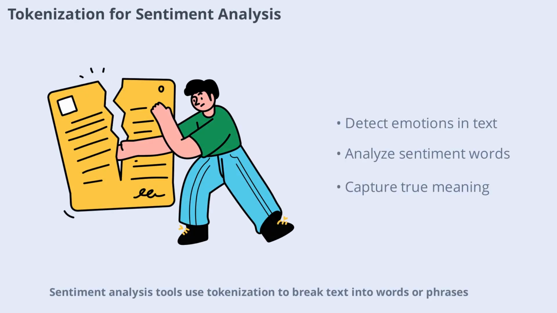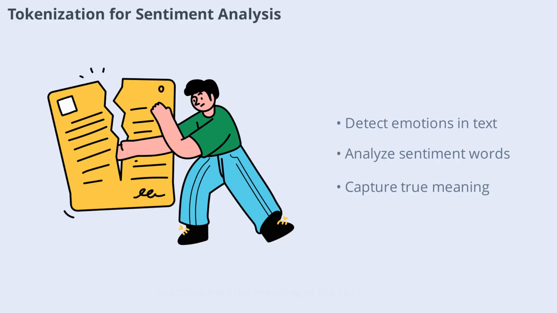Sentiment analysis tools use tokenization to break text into words or phrases, making it easier to detect positive or negative emotions. By analyzing tokens, these tools can identify sentiment-bearing words and phrases, providing insights into how people feel about a topic. Accurate tokenization ensures that sentiment analysis captures the true meaning of the text.